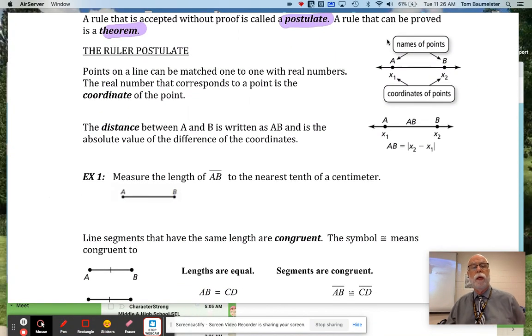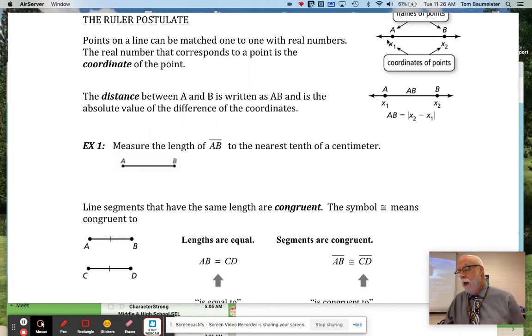So example 1: measure the length of AB to the nearest tenth of a centimeter. I went ahead and measured it here. And again, you don't have to always start at 0. I actually started at 2. And then when I put my ruler on it, I found that this here was 4.2. And that was in centimeters, all right?